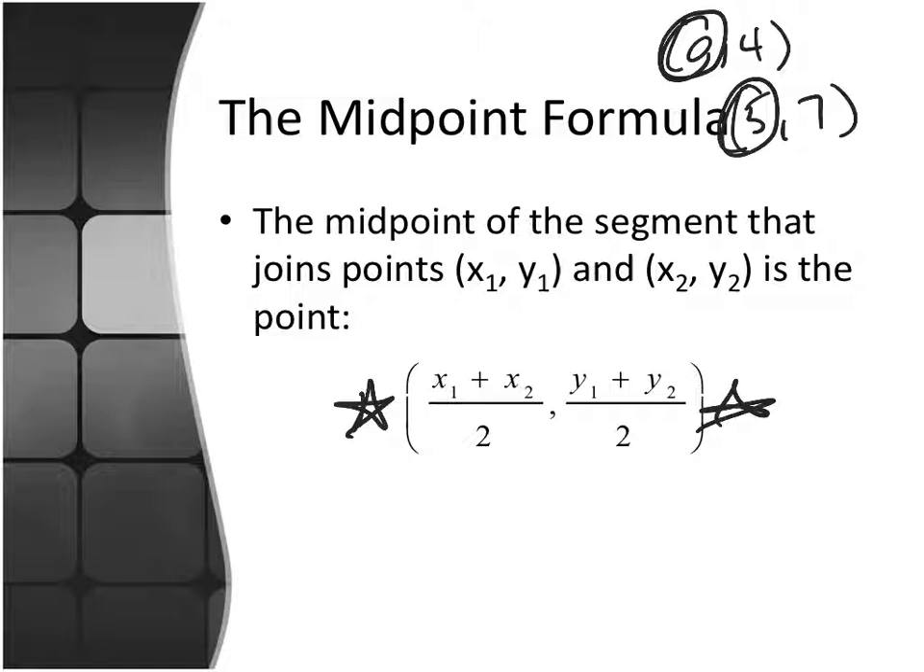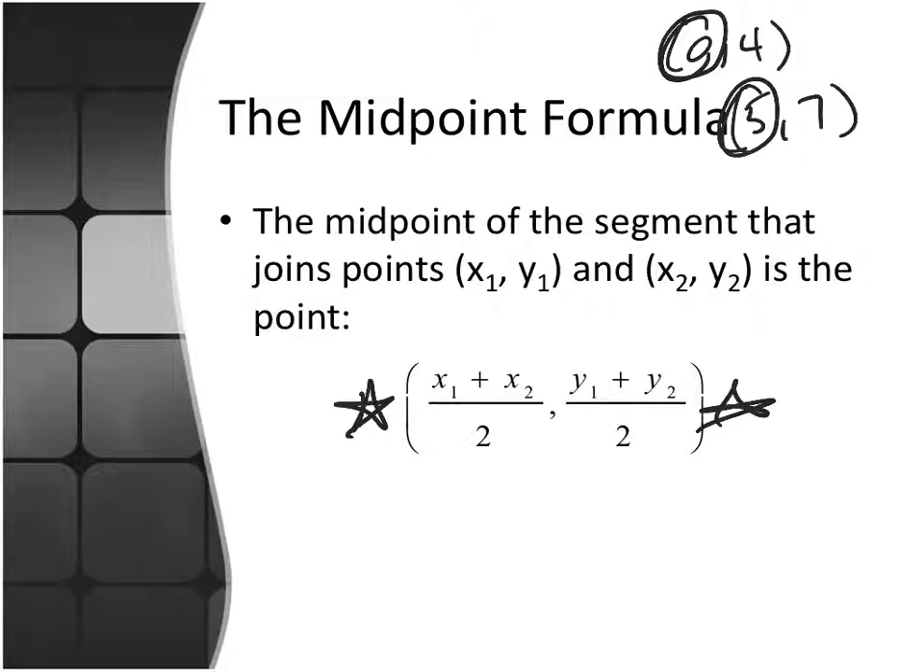It doesn't matter how we label them, because when we add numbers, the order doesn't matter. 0 plus 5, 5 plus 0, it's the same. Same with the y's. Y sub 1, y sub 2. It means there are 2 different y values that we're talking about here. We're going to add them together and then divide by 2.